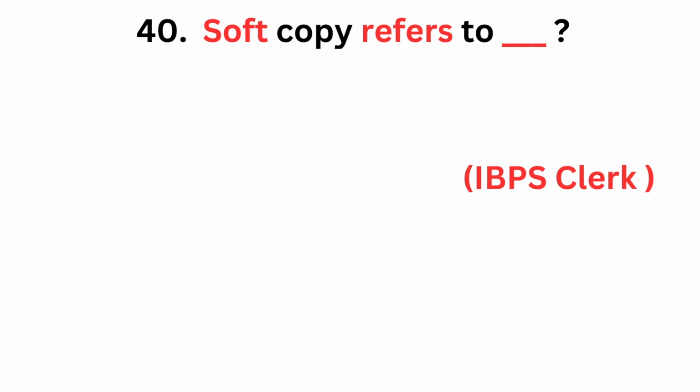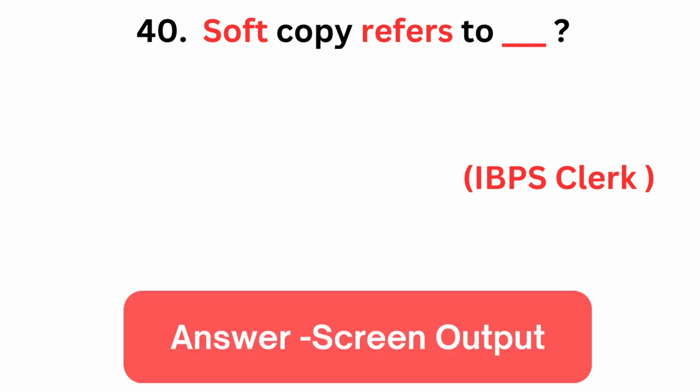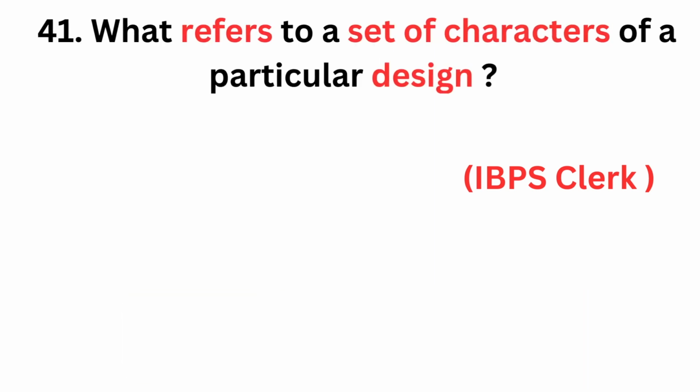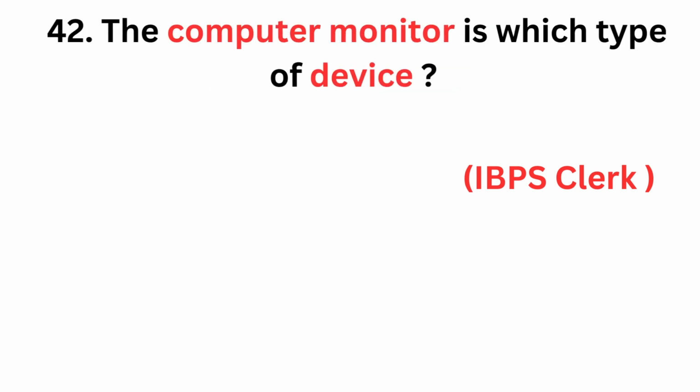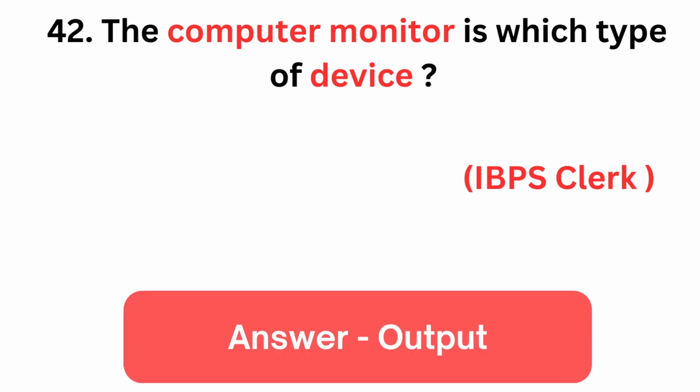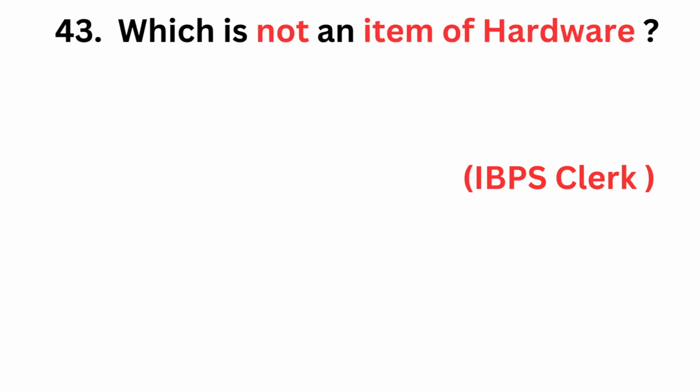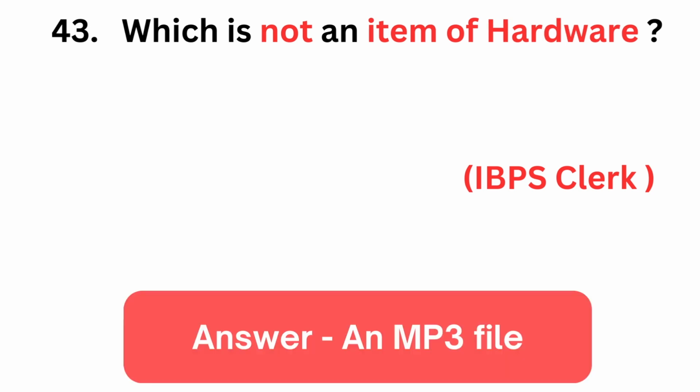Soft copy refers to what? Screen output. What refers to a set of characters of a particular design? Keyboard. The computer monitor is which type of device? Output. Which is not an item of hardware? An MP3 file.